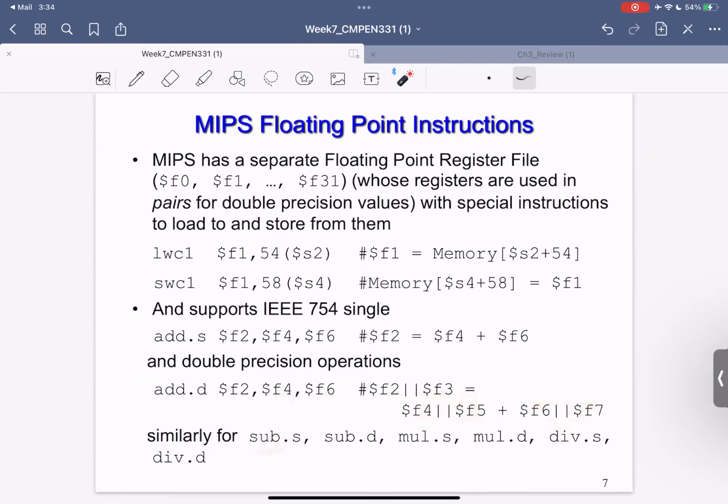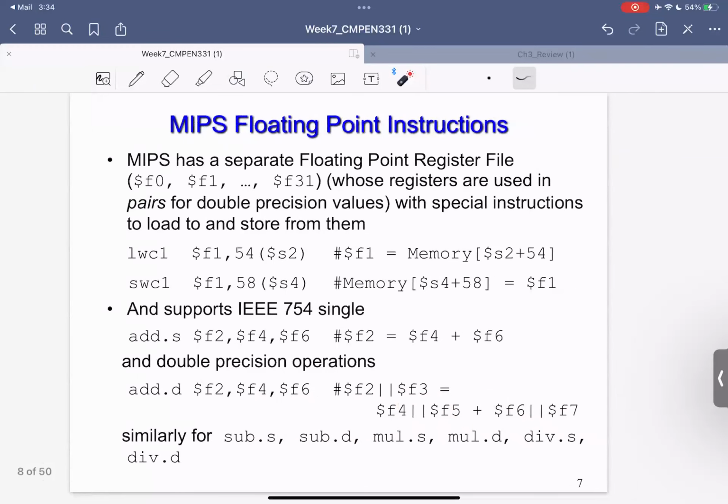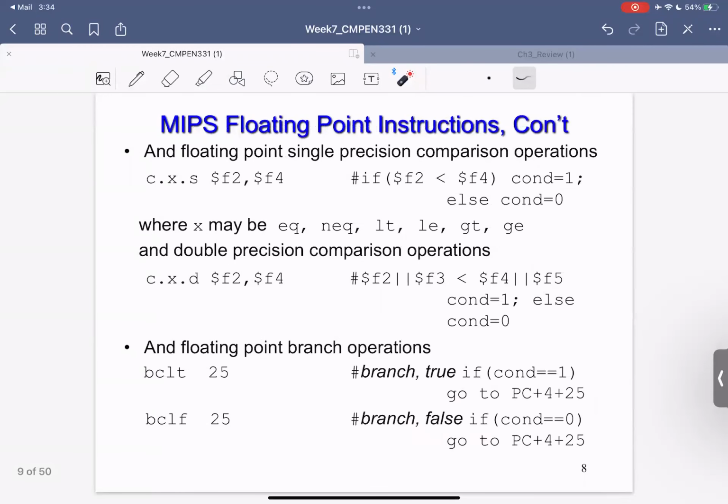Similarly, with sub or multiplication or division and so on and so forth, you can use this in the single format, and this with the D in the double format, as you can see here. Also, we can use that in some other floating point instructions.